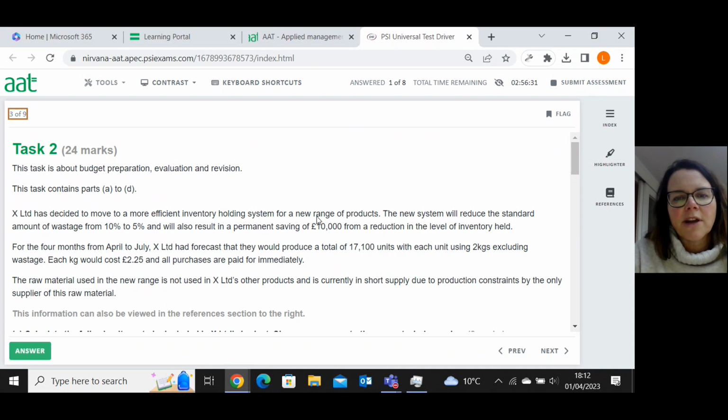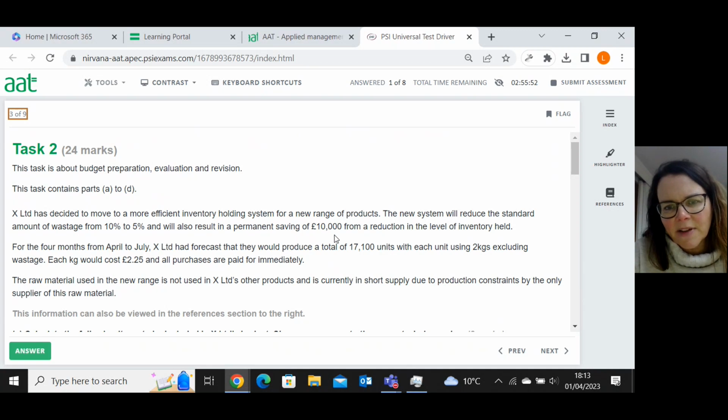Right, so it's a new range of products. Immediately there's a lot of uncertainty there. How do we know how things are going to go if it's a new range of products? A more efficient inventory holding system, I assume, means more efficient than for their old range of products. The new system will reduce the standard amount of waste from 10 to 5%. I'm struggling a bit, because if it's a new range of products, what are we comparing it to? But okay, we'll have to accept that.